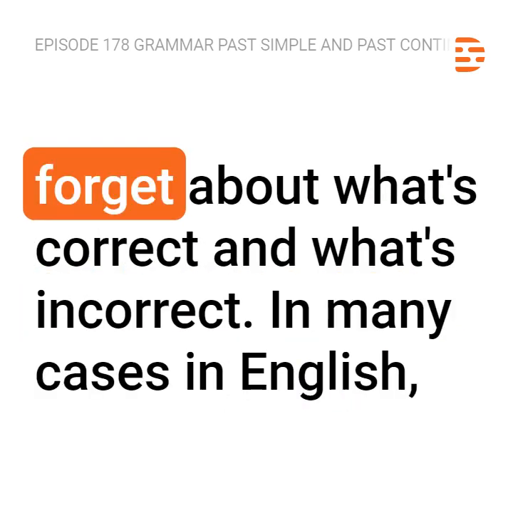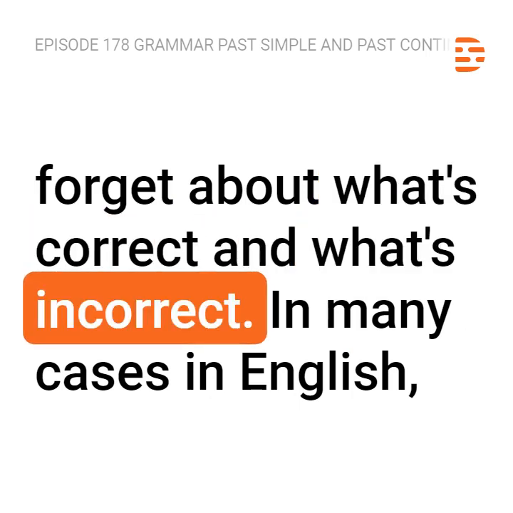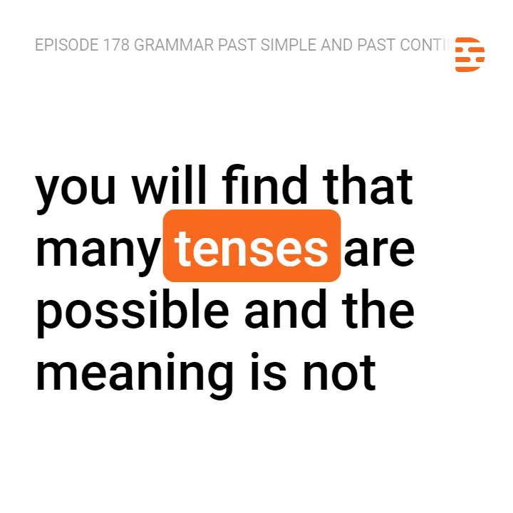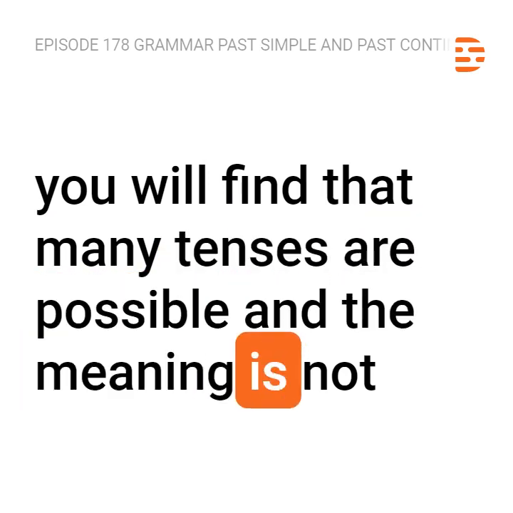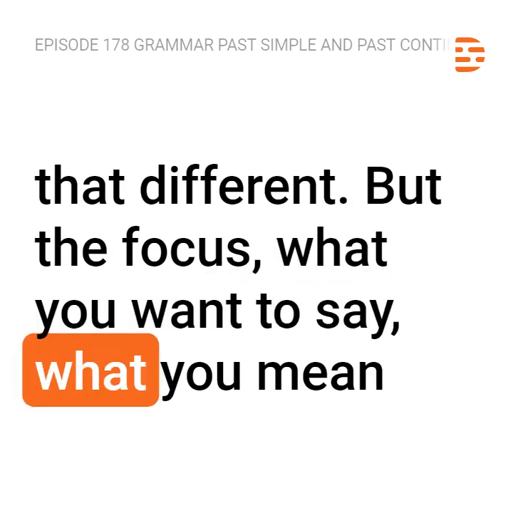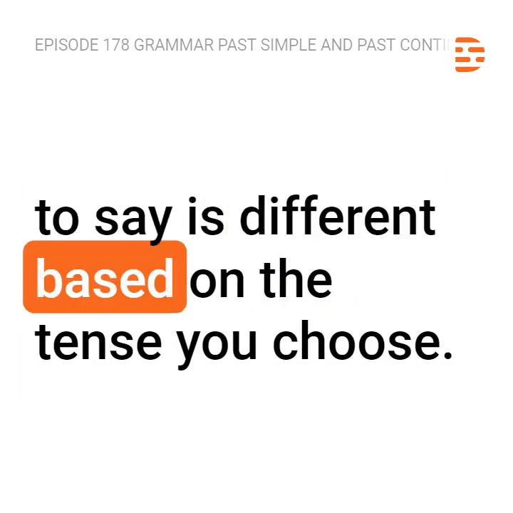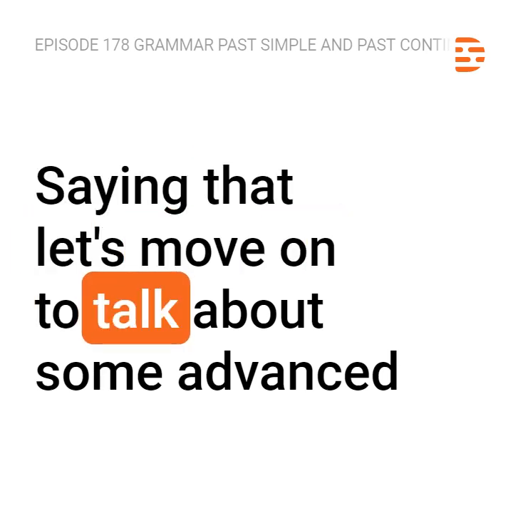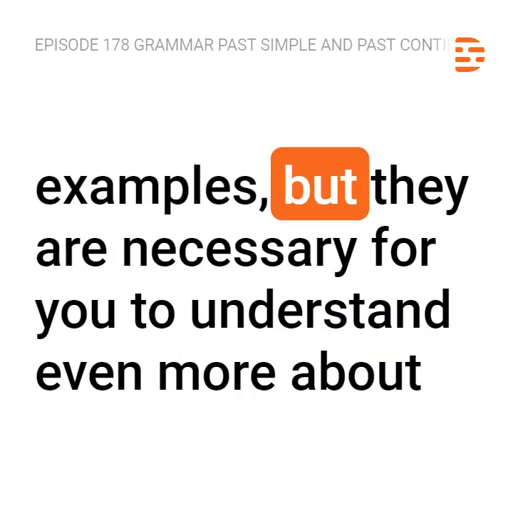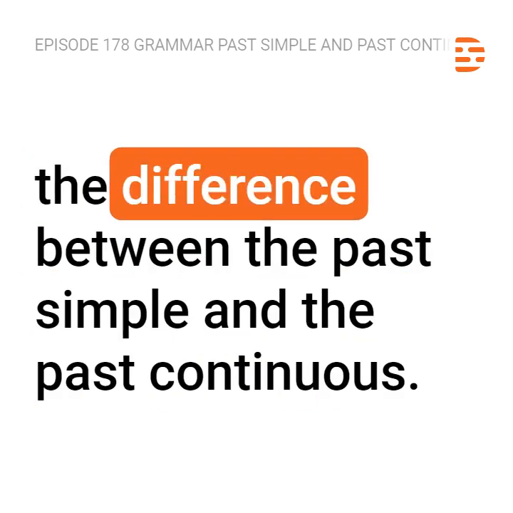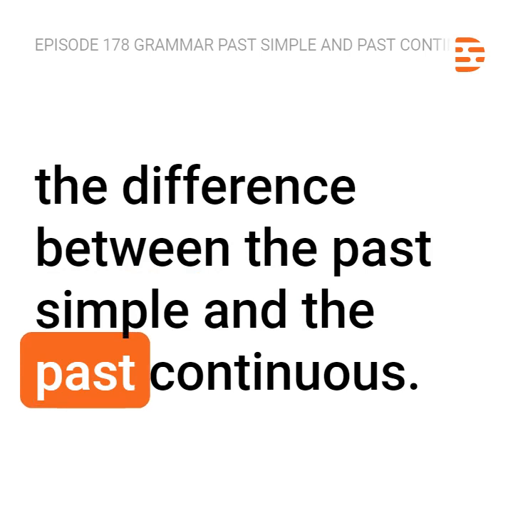And here, forget about what's correct and what's incorrect. In many cases in English, you will find that many tenses are possible and the meaning is not that different. But the focus, what you want to say, what you mean to say, is different based on the tense you choose. Now, saying that, let's move on to talk about some advanced examples, but they are necessary for you to understand even more about the difference between the past simple and the past continuous.